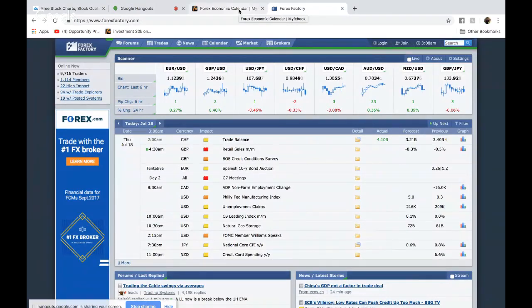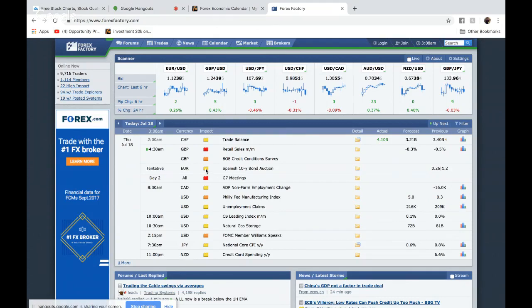So when I first usually hop on the charts, I like to have an understanding of what currency pairs may have volatility. So for example, looking at Forex Factory, it seems that the GBP is going to have high and moderate impact news at 4:30 a.m. in approximately an hour and 22 minutes.